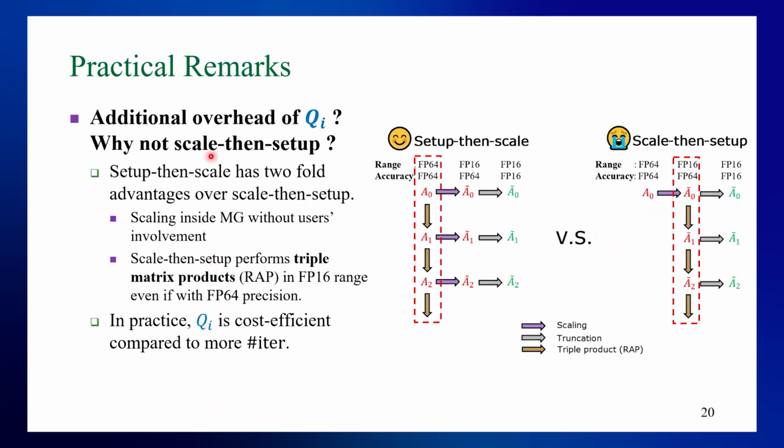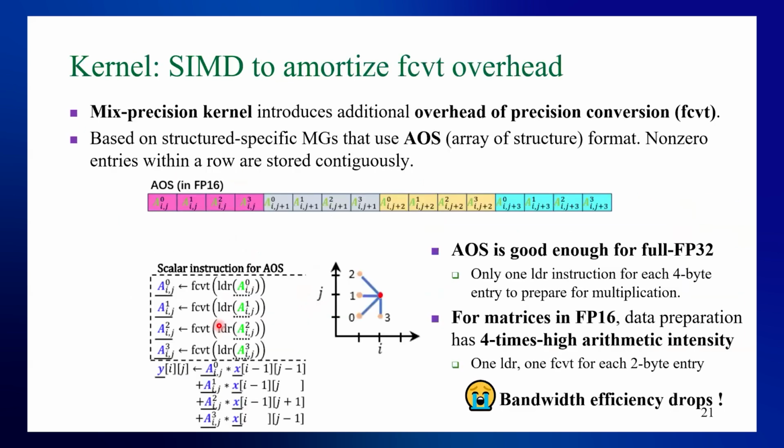Here we have some practical remarks about our setup then scale strategy versus the opposite. Due to limited time, I have to skip them here. The conclusion is that the setup then scale strategy is better than the opposite, and additional overhead of QI is cost efficient. For the next part, we will focus on the additional overhead of precision conversion in the kernels.